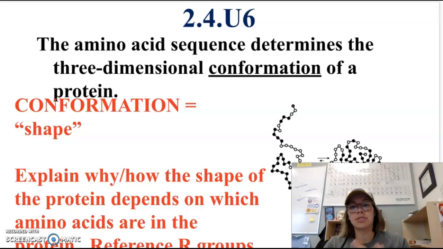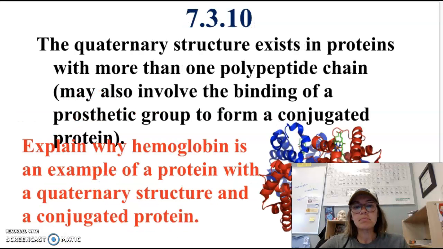Okay, so it's really important to understand that the amino acid sequence determines the 3D conformation of a protein. Conformation means shape. So now we're going to look at why or how the shape of the proteins depends on which amino acids are in the protein. So we're going to be looking at the R groups. So the quaternary structure exists in proteins with more than 1 polypeptide chain.